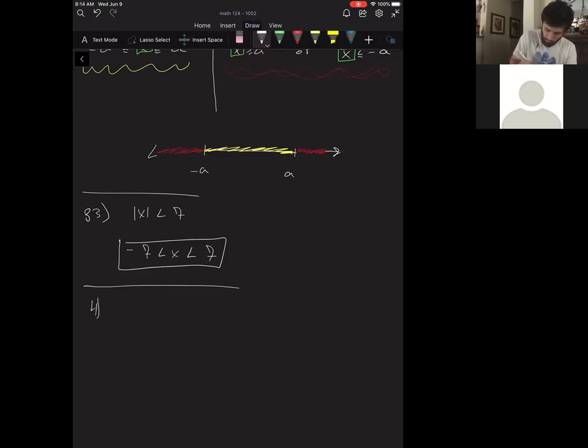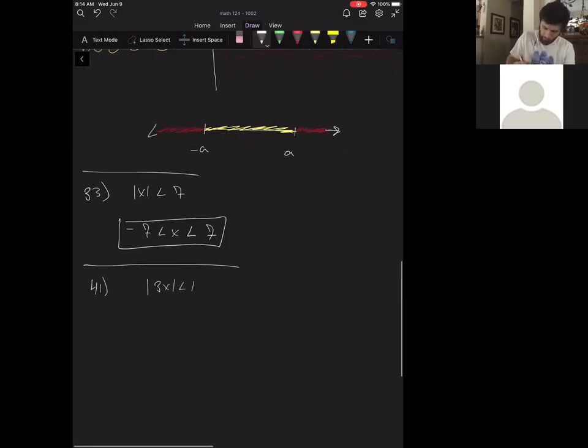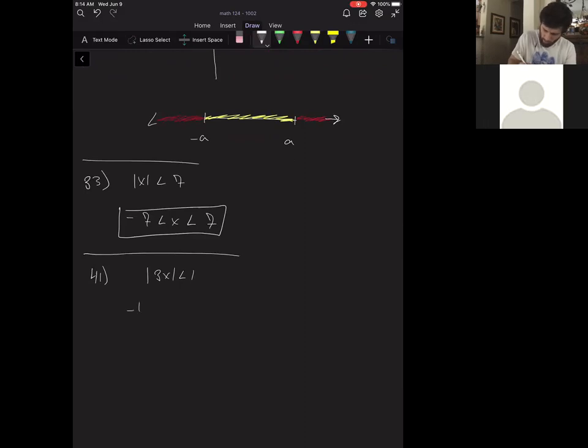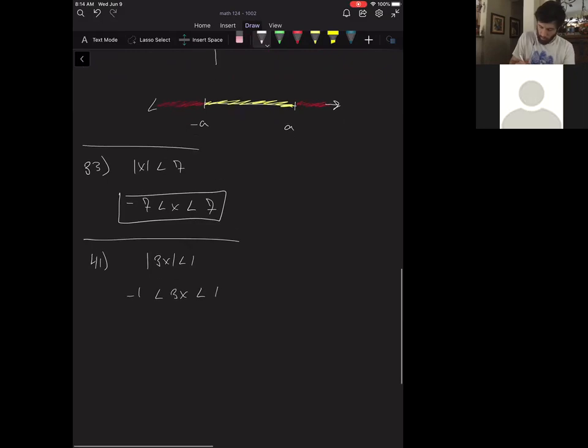41. So here we have the absolute value of 3x less than 1. What this means is minus 1 less than 3x, which is less than 1. Then we can divide by the 3, so we get minus 1/3 is less than x, which is less than 1/3.